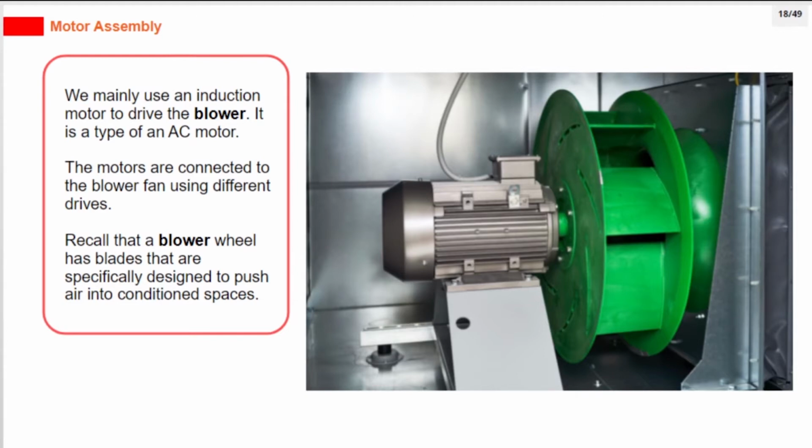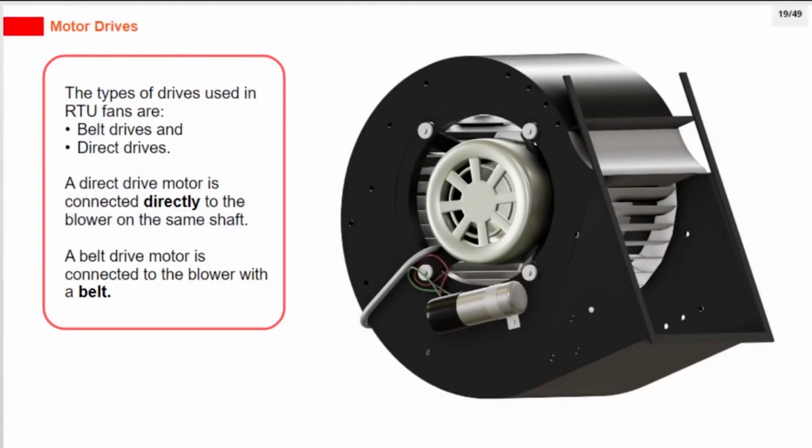Recall that a blower wheel has blades that are specifically designed to push air into conditioned spaces. The types of drives used in RTU fans are belt drives and direct drives. A direct drive motor is connected directly to the blower on the same shaft. A belt drive motor is connected to the blower with a belt.